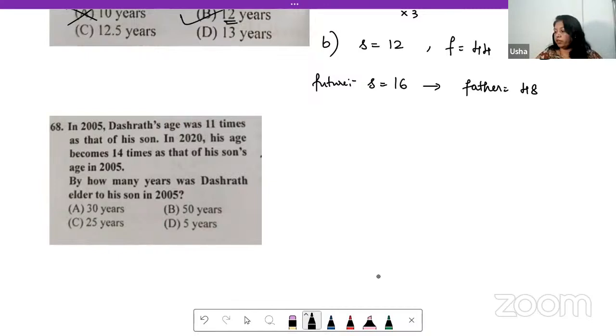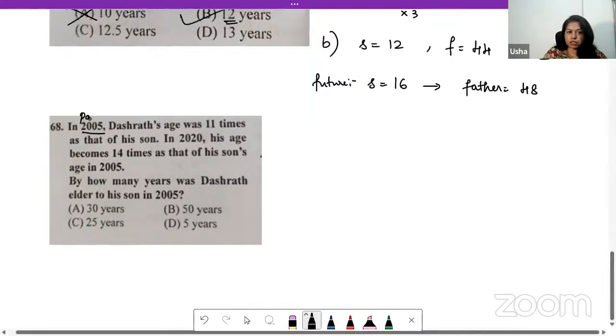In 2005, Dashrath's age was 11 times that of his son. In 2020, his age becomes 14 times that of his son's age in 2005. By how many years was Dashrath elder to his son in 2005? So 2005 is the past and 2020 is the present. Okay. So we have the age of son and father.